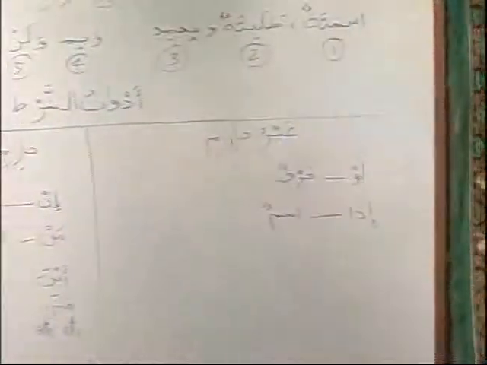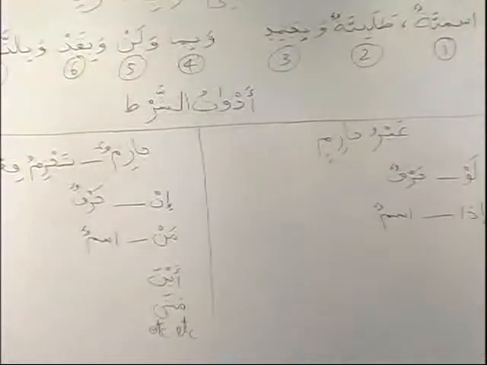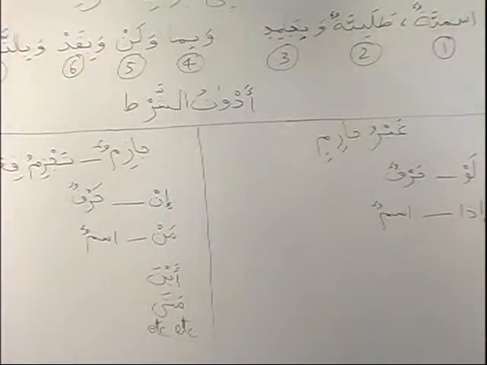Now, if they are not in this original state, and if they are madi, or if a sentence is coming, then what will you say? Fi mahalli jazmin. That's all there is to know. If after in or man, the verb is madi, then we will say it is fi mahalli jazmin. That's all there is to know.